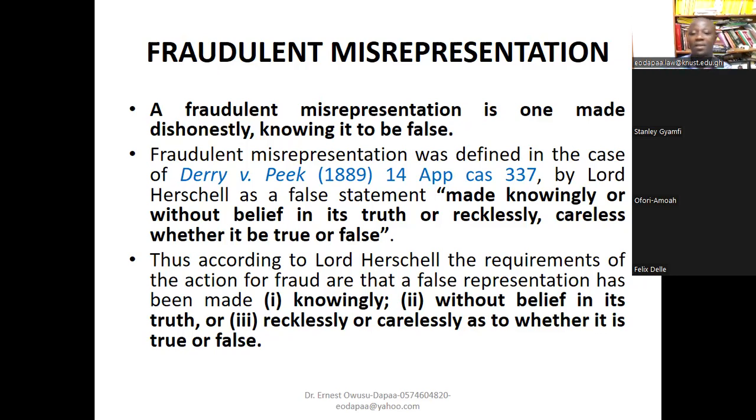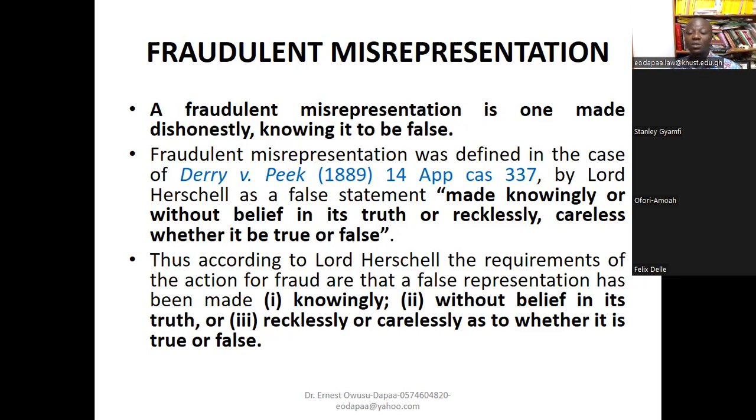Or two, the person made the false statement without belief in its truth. If we can have evidence to show that at the time this person made this false statement, there was no scintilla of belief regarding its truthfulness or veracity, the person made the statement never believing it to be true, if we have evidence to support that when he made that false statement he never believed what he was saying to be true, then that is also fraud.